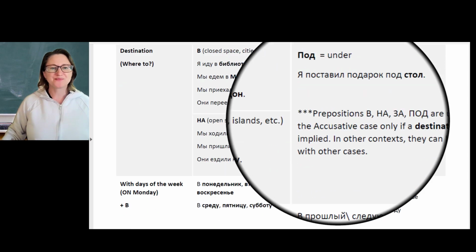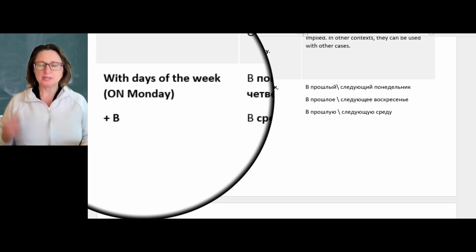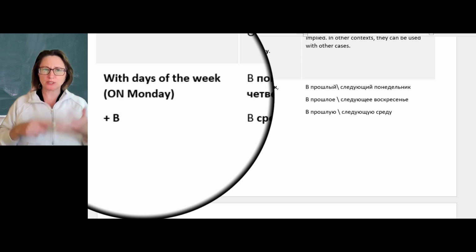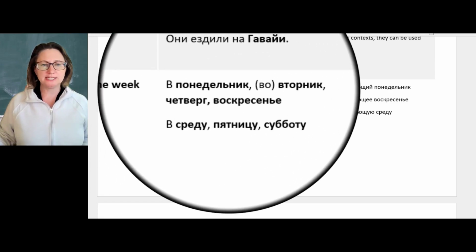Okay, let's continue. Our next context is also the preposition в that also goes with accusative, but in a different context. Here we're talking about when something happened on a specific day of the week. So whenever in English you say on Monday, on Tuesday, on Wednesday, and so on, in Russian we use в plus accusative. So here are the examples. В понедельник, во вторник, because of the consonant cluster, we add this additional O sound. В четверг, в воскресенье, в среду, в пятницу, в субботу.